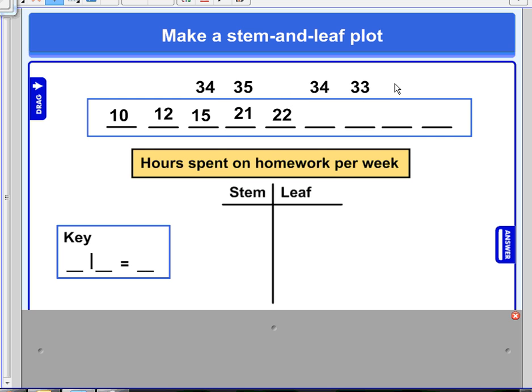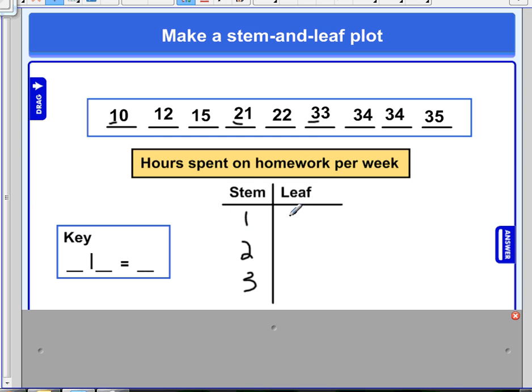22, 33, 34, 34, and 35. All right, now if we want to make our stem and leaf plot, the first thing we need to do is create the stems. Now we have a 10s, a 20s, and a 30s. So we're going to say 1, 2, and 3 as our stem.